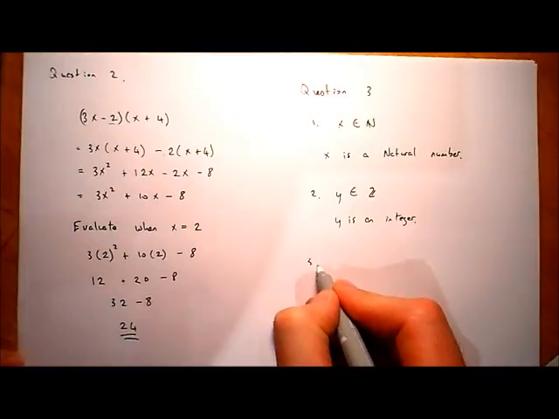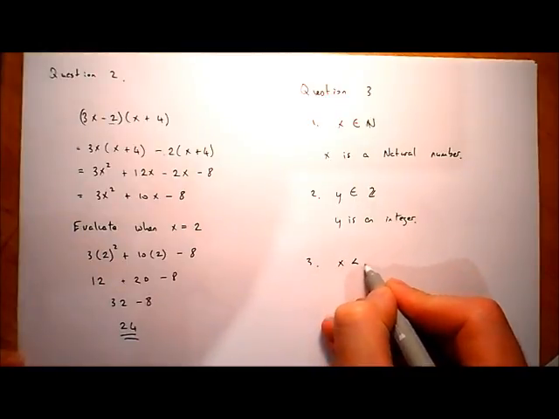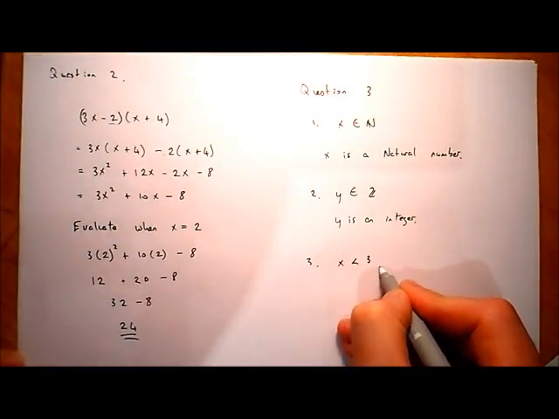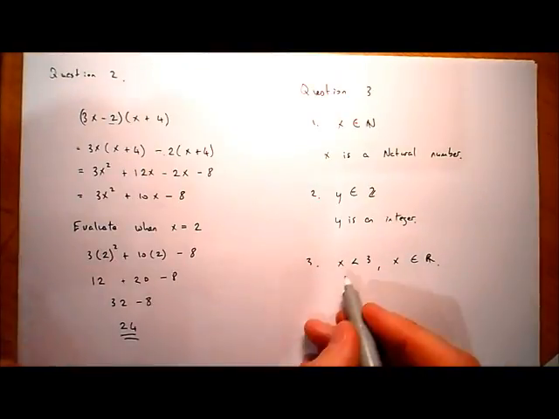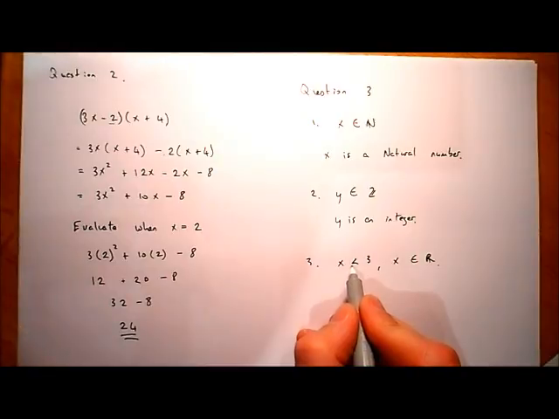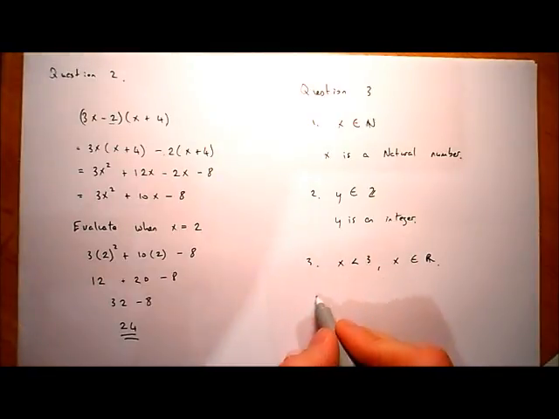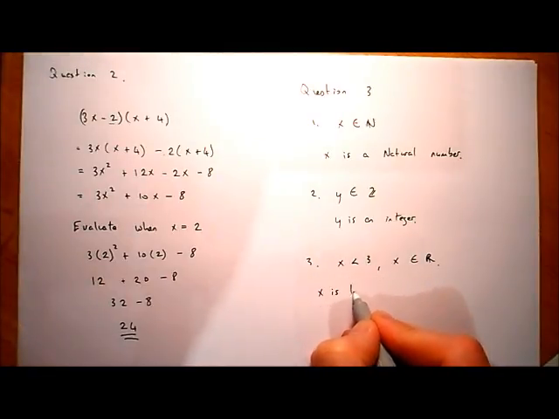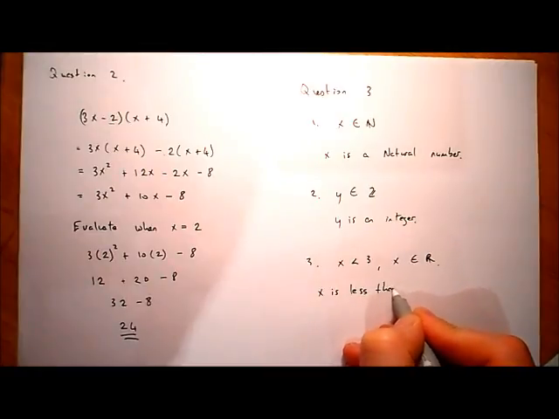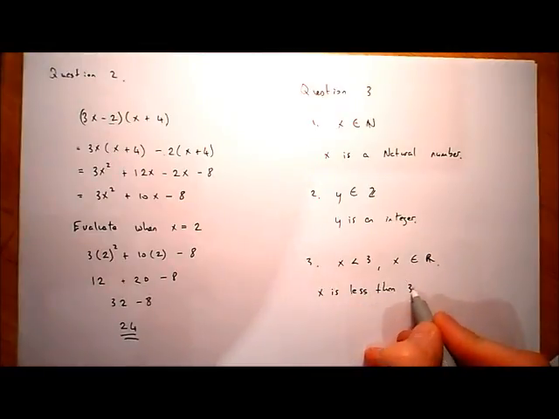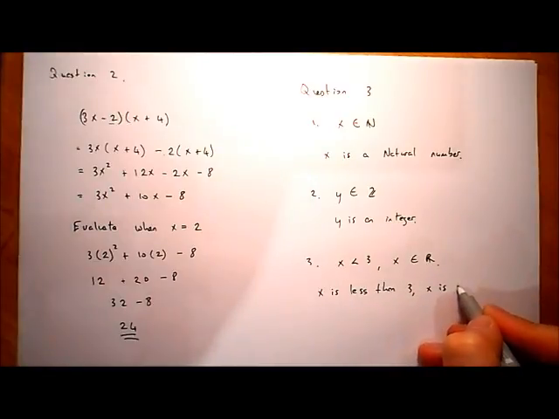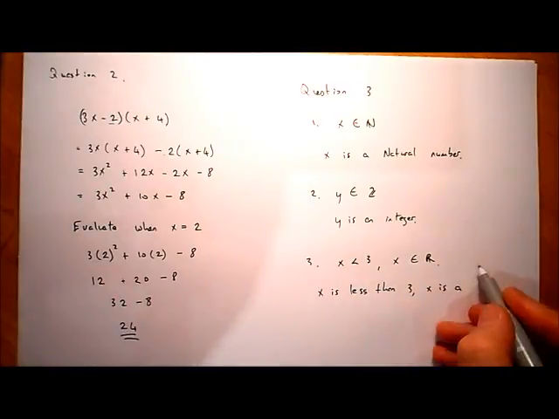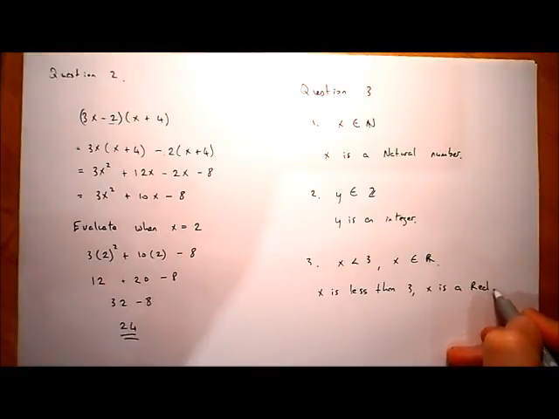And then the third one says we're given x, and then this symbol, 3, and x. So given this, this says x, and this symbol means is less than, and then we've got 3. So x is less than 3, and this part here after the comma says x is an, so x is, and then the R stands for a real number.